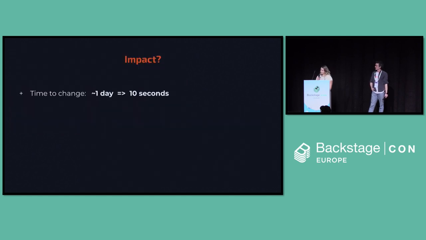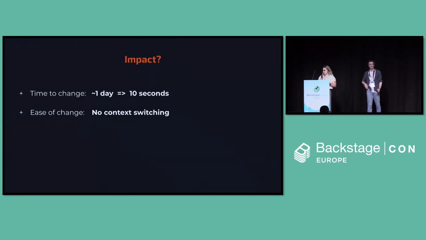Now, the biggest impact we have seen is in decreasing time to change, which is now a few seconds compared to a day or even days before. And that, in addition to no context switching, so the ability to use a centralized approach in which you can change everything in one place, led us to our end goal, which was having a richer catalog, which holds only information and actions you actually need.